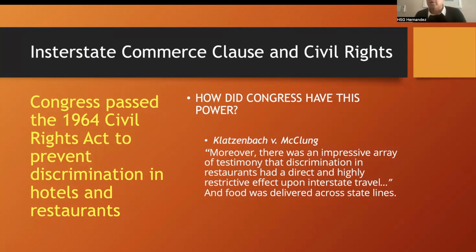So in 1964, Congress passed, and notice I said Congress, so we're talking about the U.S. Senate and the House of Representatives, the 1964 Civil Rights Act to prevent discrimination in hotels and restaurants. So just use that example. There are many other components of the Civil Rights Act and subsequent acts dealing with civil rights. The question is, how did Congress have this power to act? Why is it that the federal government could take action dealing with hotels and restaurants? Is there something in the enumerated powers that talks about hotels or where you eat? Of course not. There's nothing.